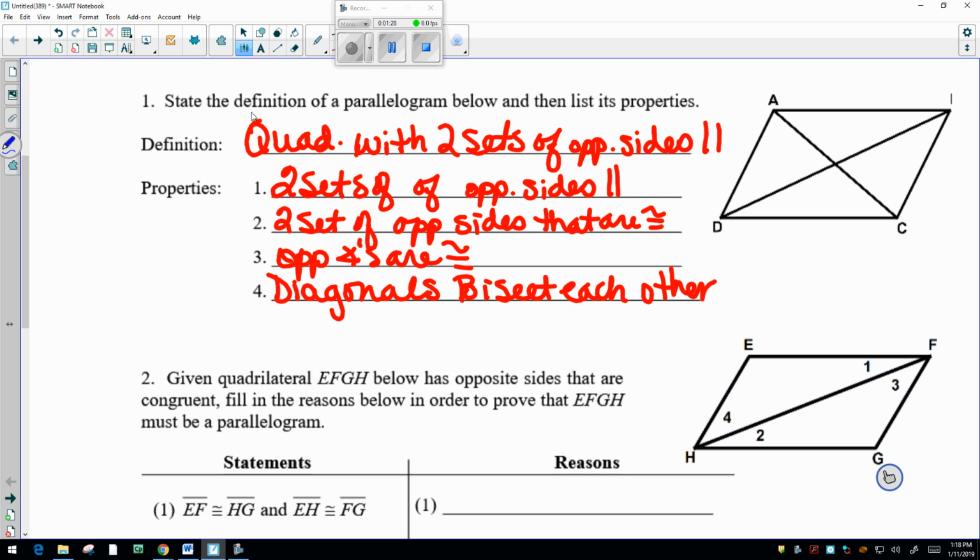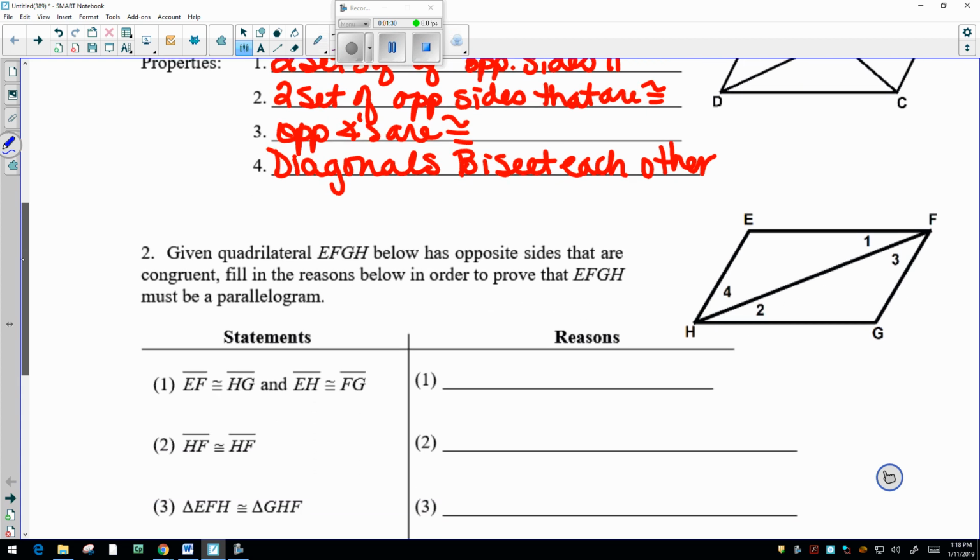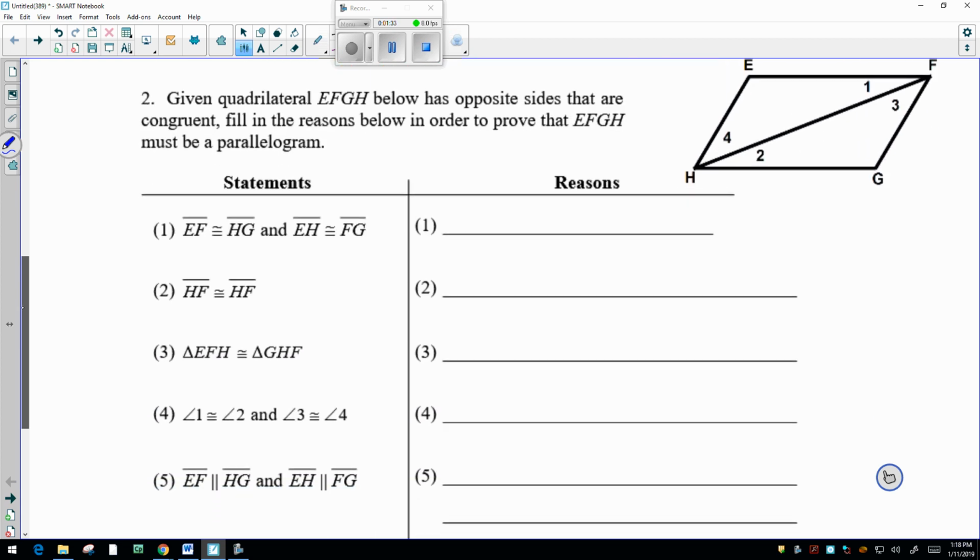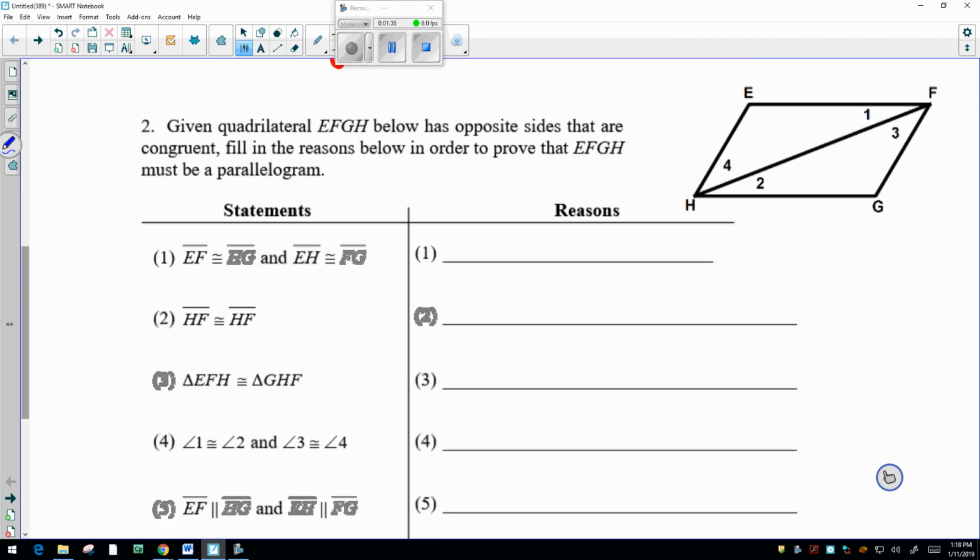So using that information, we are going to do a proof, a two-column fill-in-the-blank proof. And we're going to see, first off, we have a quadrilateral that has opposite sides that are congruent. And we are going to prove, with just the fact that it has opposite sides congruent, so that's property number 2, that it has to be a parallelogram. Okay, so our first thing is our given. Our given is simply stating we have a four-sided figure where I have opposite sides that are in fact congruent.